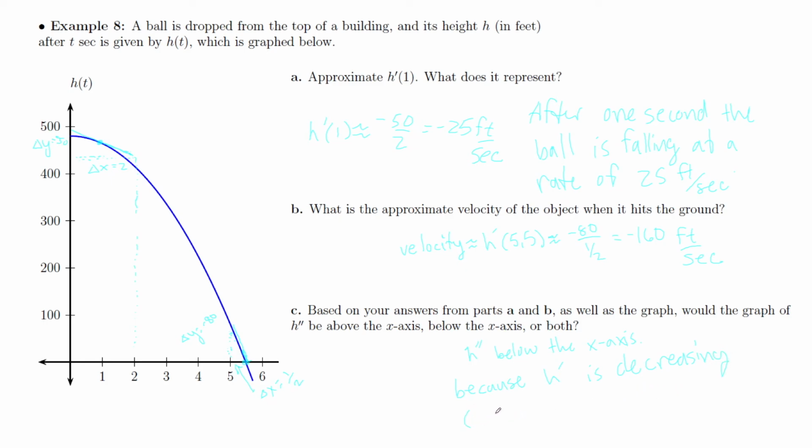Which would mean, in other words, that the tangent slopes of h prime are negative. And since h double prime is the tangent slopes of h prime, you know that it would have to be below the x-axis.